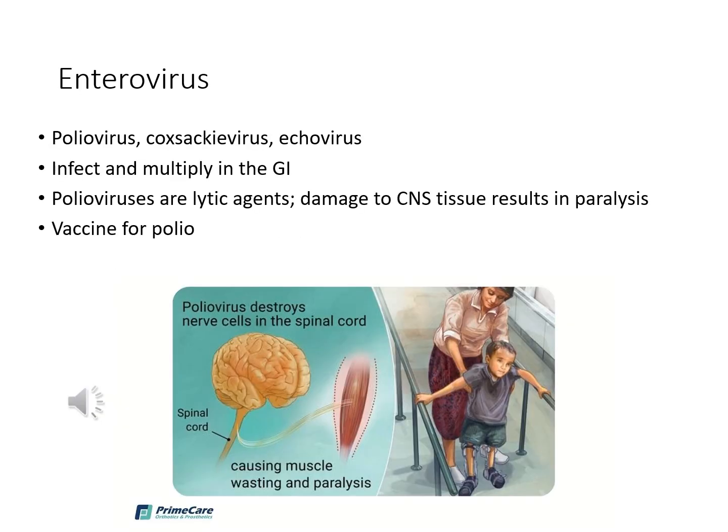And then we have enterovirus. This family of viruses includes the poliovirus, Coxsackie and echovirus. These infect and multiply typically in the gastrointestinal tract. Polioviruses are lytic agents, so they cause damage to the central nervous system tissue, and that will result in paralysis. We haven't had polio in the United States for quite a while, since basically everyone is immunized at this point. So if people stop getting immunized for it, polio could make a comeback.